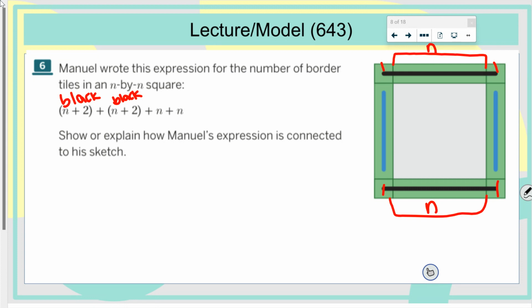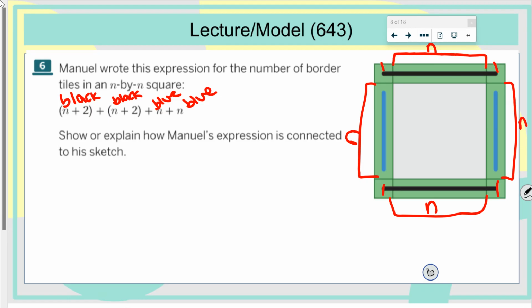And then each of the ends, again, is one of the side lengths. Remember, with a square, all the sides are equal, so each side length of the square is represented by n. We don't know what it is, we just know that it is n. So each n is one of the blue lines, the black lines are each n plus 2. That is how the expression is connected.